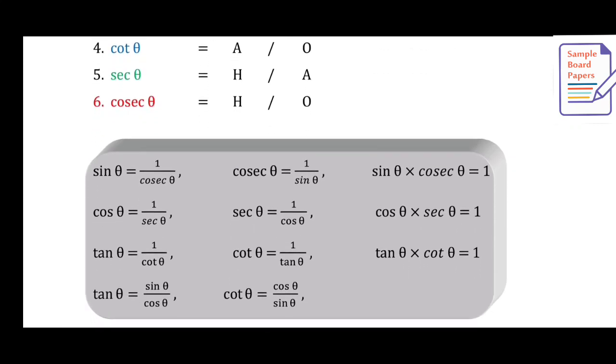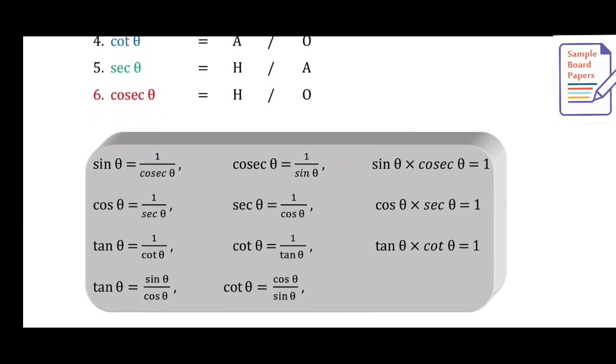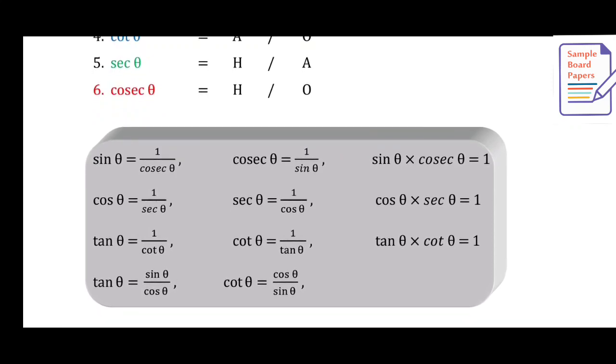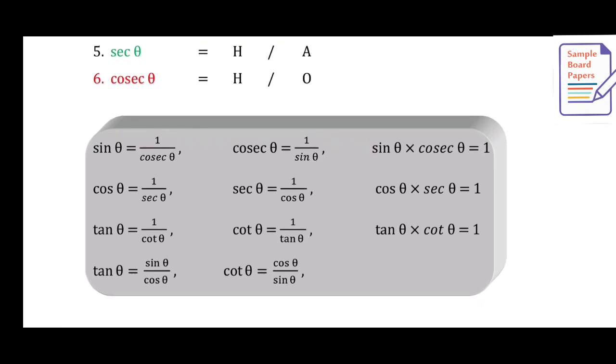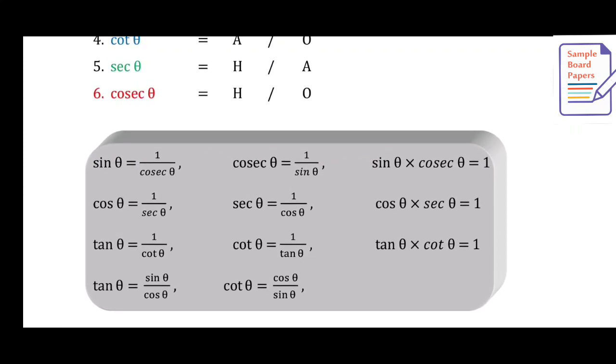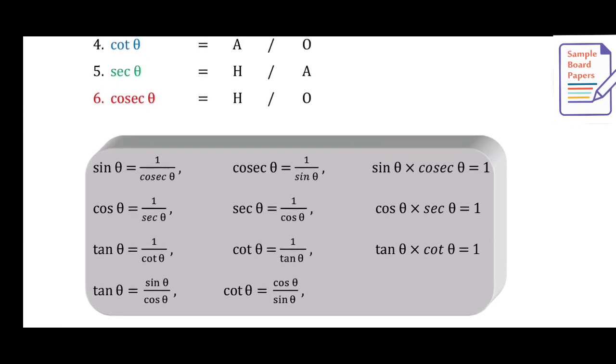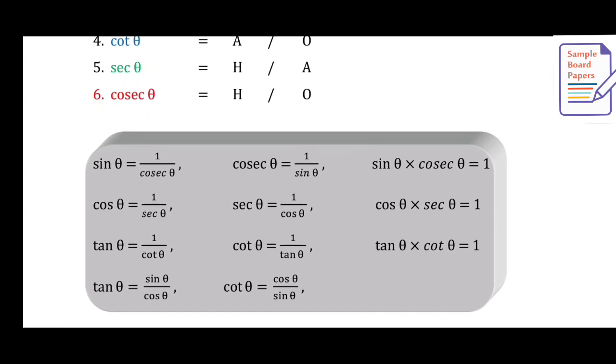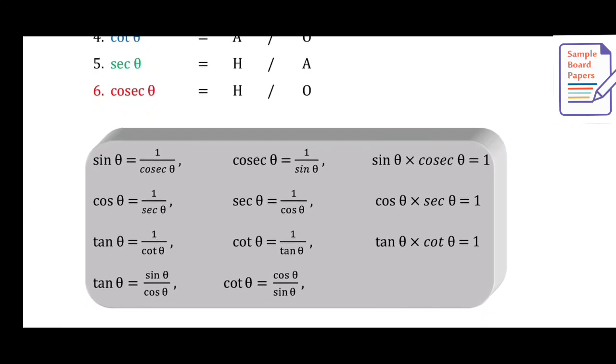Tan's special formula is sine theta upon cos theta. You have to remember this formula while solving the exercise. Similarly, cot is cos theta upon sine theta. So 6 formulas are just the reciprocals, and these two are special formulas for tan and cot. These are the revision of 9th standard.